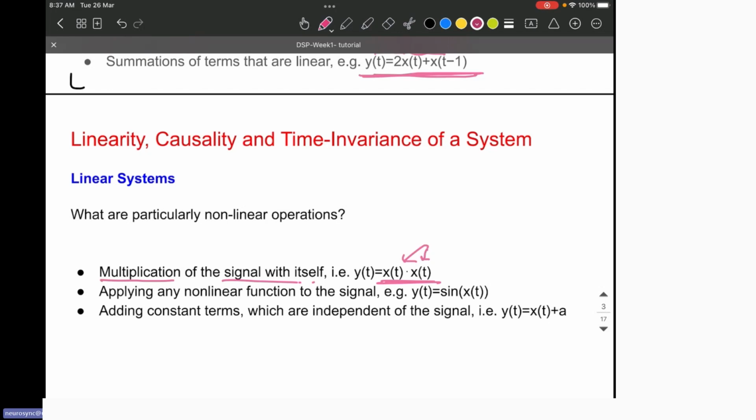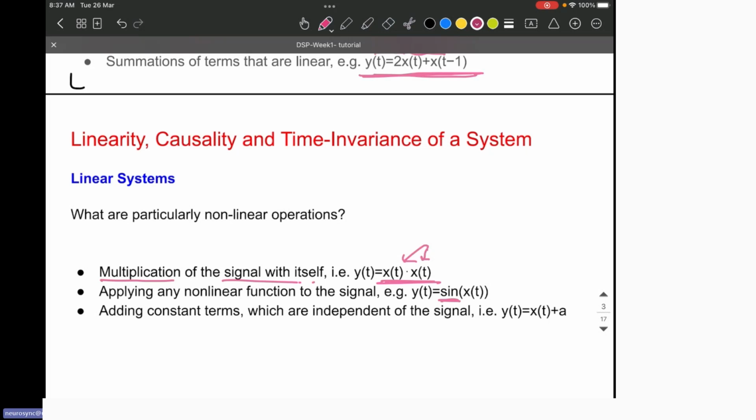Then, if there are any nonlinear functions applied on the signal, nonlinear functions like sine, cosine, if you find these types of functions in the output expression, then also you can say this system is nonlinear.